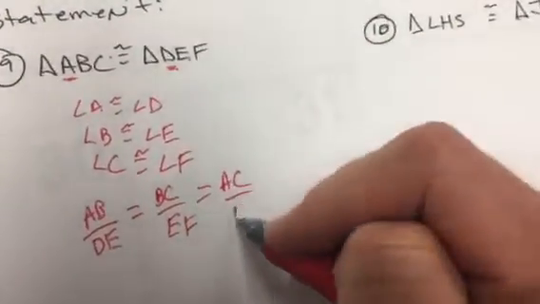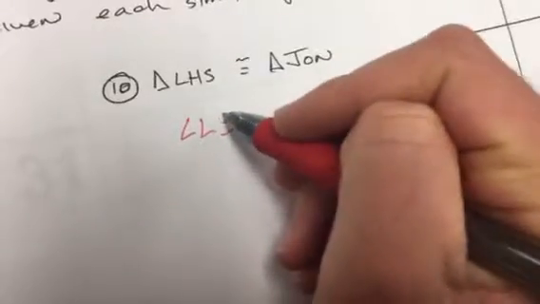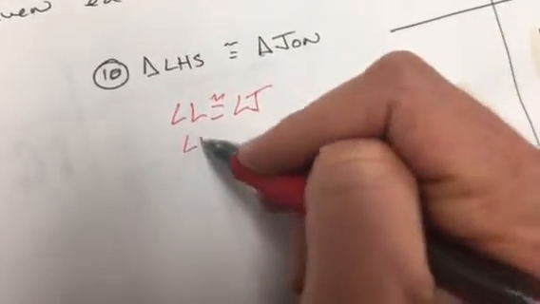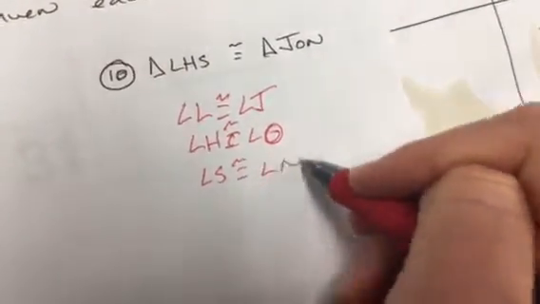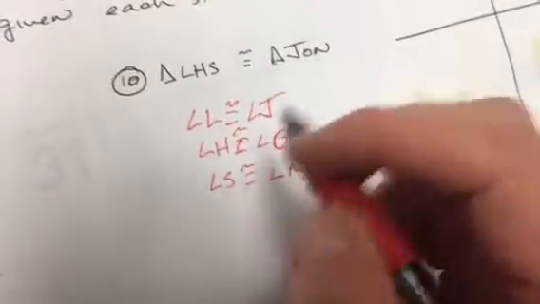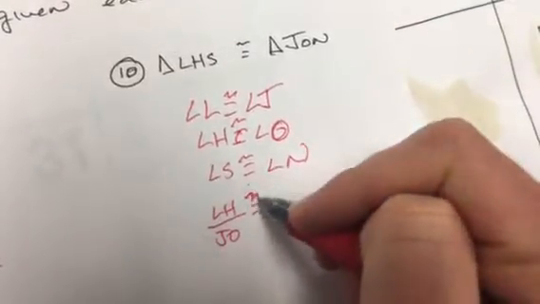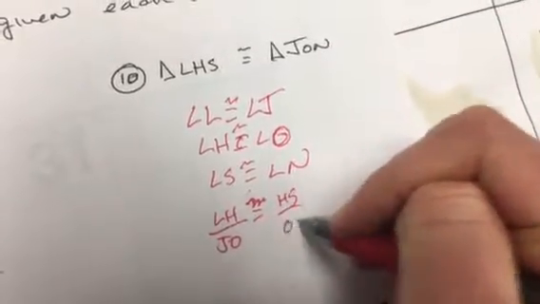the last, DF. And then lastly here, number 10, L is equal to J, two great triangles here, LAHS, and then triangle JOHN. H is congruent to angle O. Angle S is congruent to angle N. First two, LH, correspond to JO. LH over JO would be equal to, again, the order of the proportion doesn't matter, HS over ON, which is equal to LS over JN.